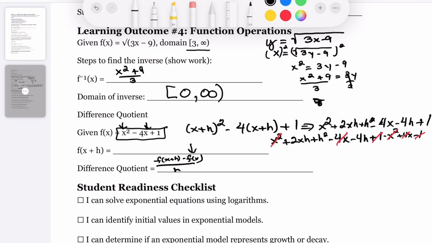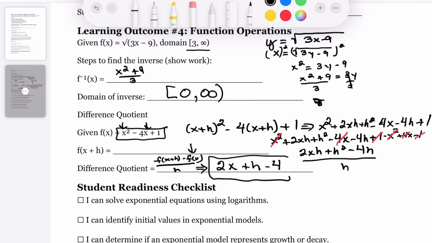So we end up with 2xh plus h squared minus 4h all over h. And then we just divide. So our result for this would be 2x plus h minus 4. Okay? And that is it.